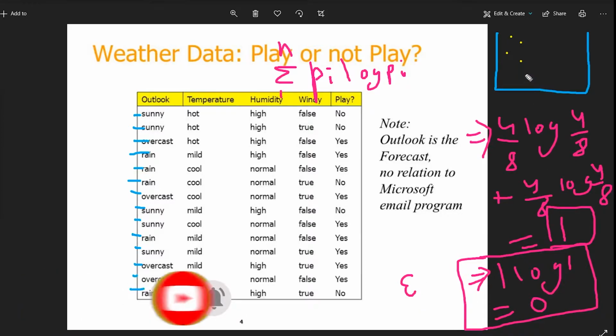So randomness is very low, because there is nothing random here. It is confirmed that if you pick a ball, every time it is going to be a yellow ball. So there is nothing random here.